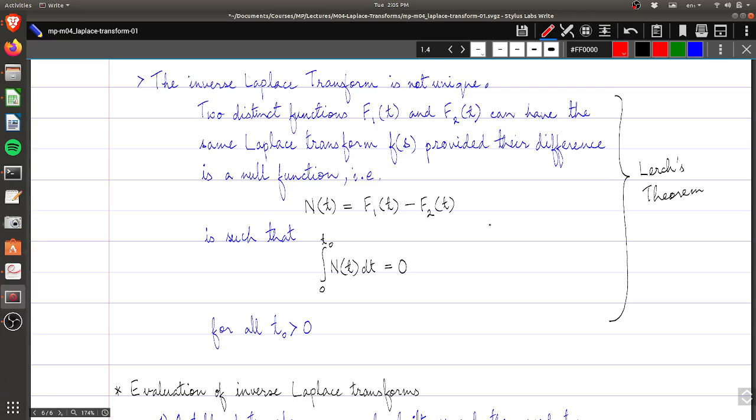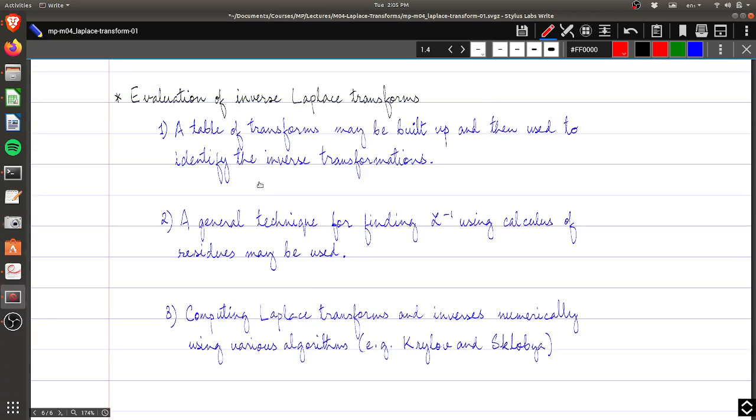Now, how do you evaluate the inverse Laplace transform? There are mainly three ways. Firstly, you can use a table of transforms, as we did here. In the table, all you have to do is look at the function and tell what the transform is. Or let's say you get a function like this, and ask what the inverse transform is. We look at the table and we know that the inverse transform is this. So just by looking up the table, we can find the inverse of that particular Laplace transform.